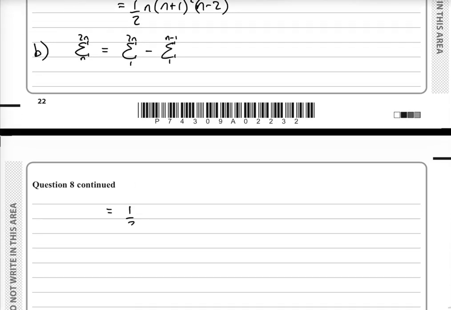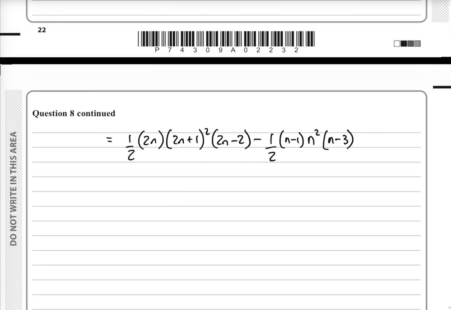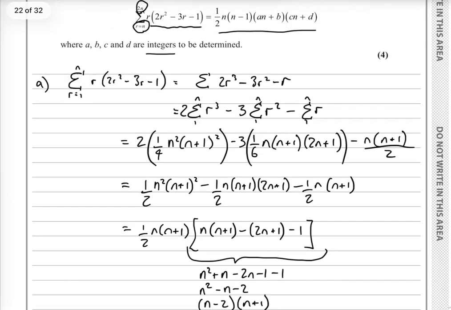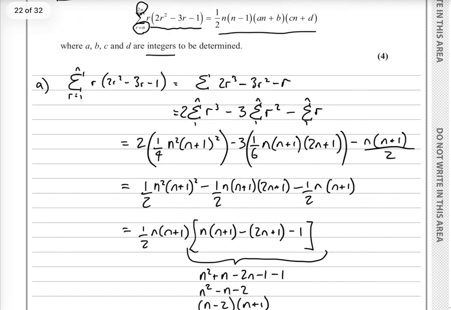So that's going to be a half of n, which is now 2n, times 2n plus 1 squared, times 2n minus 2, minus the whole thing again with n minus 1. So that's n minus 1 here, then n plus 1, where n is actually n minus 1, that becomes an n squared, and then n minus 1 minus 2, n minus 3. Hope that was clear. Now I need to tidy all of this up and make it look like the thing that they had at the top, which was 4 brackets, 3 brackets and a half n.